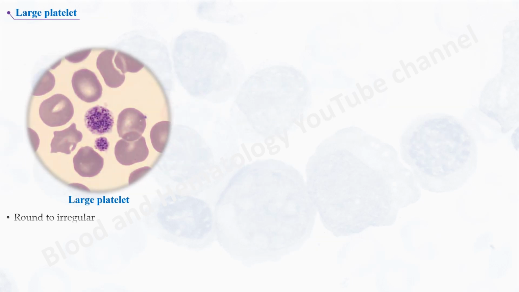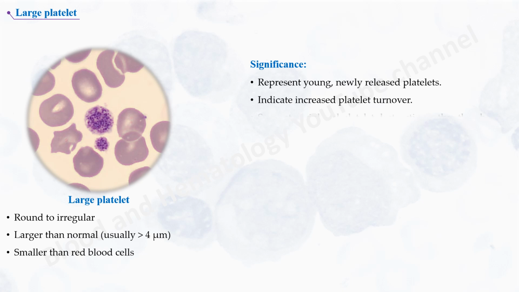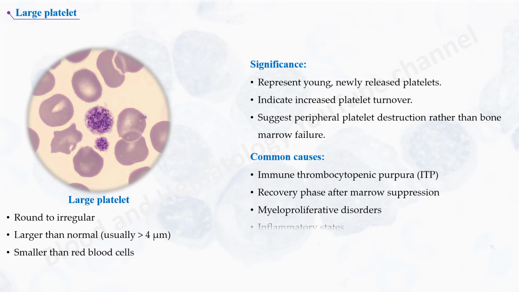Large platelets are round to irregular and larger than normal but smaller than red blood cells. They represent young newly released platelets and indicate increased platelet turnover. Large platelets suggest peripheral platelet destruction rather than bone marrow failure. They are seen in immune thrombocytopenic purpura, recovery phase after marrow suppression, myeloproliferative disorders, and inflammatory states.